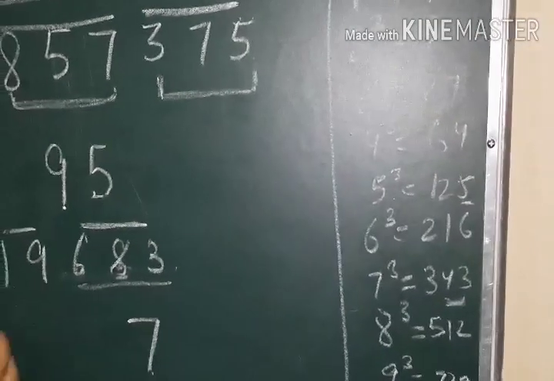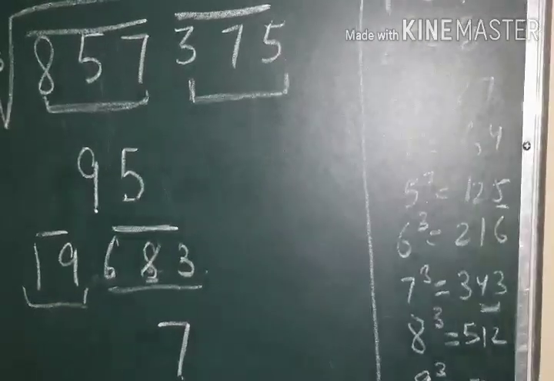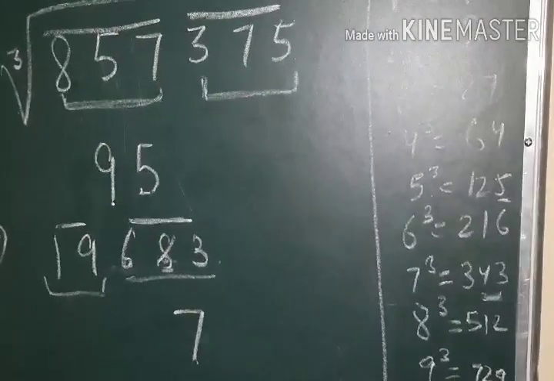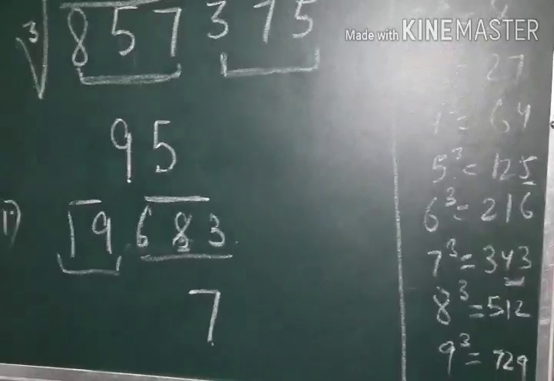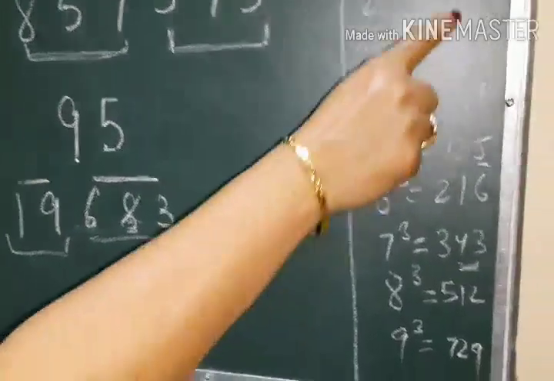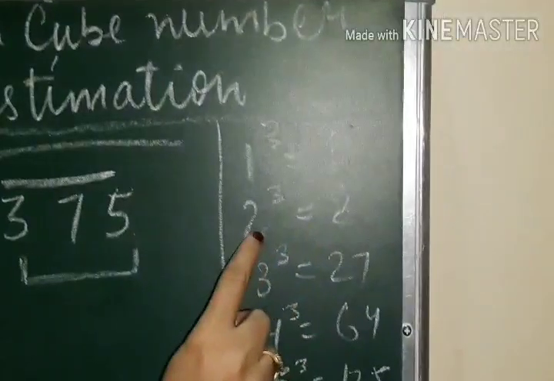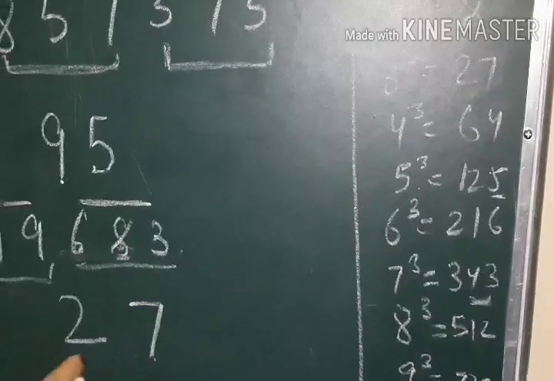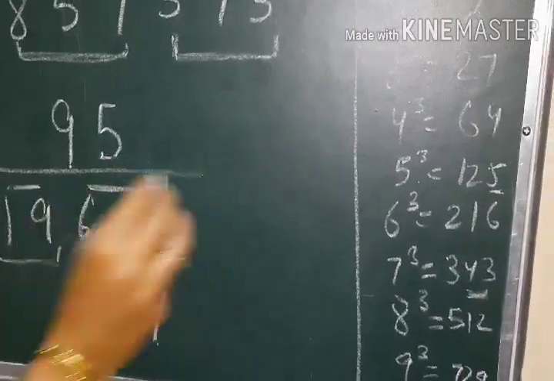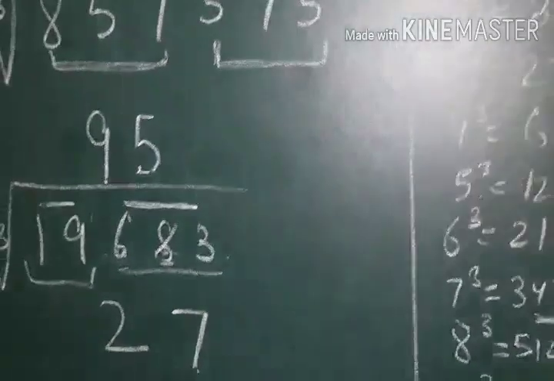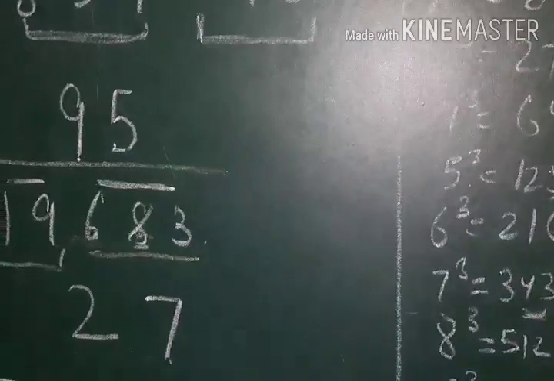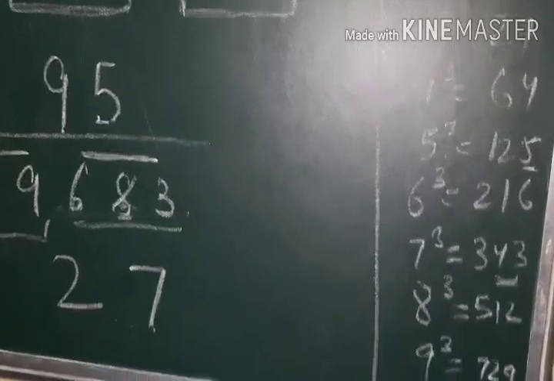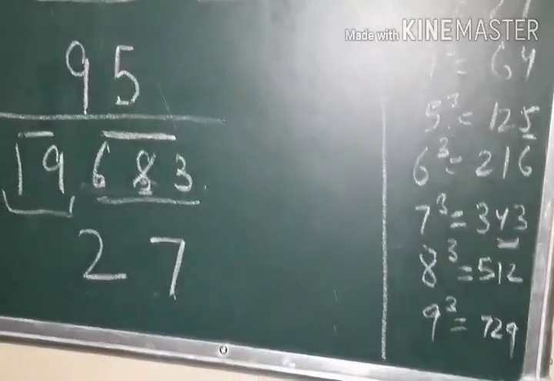Now the number is 19. Think of the perfect cube which is less than 19. It is 8, and 8 is the cube of 2. So here the digit will be 2. So the answer is 27. If you are finding its cube root, the answer is 27. This is how you have to find the cube root of a given number through estimation.